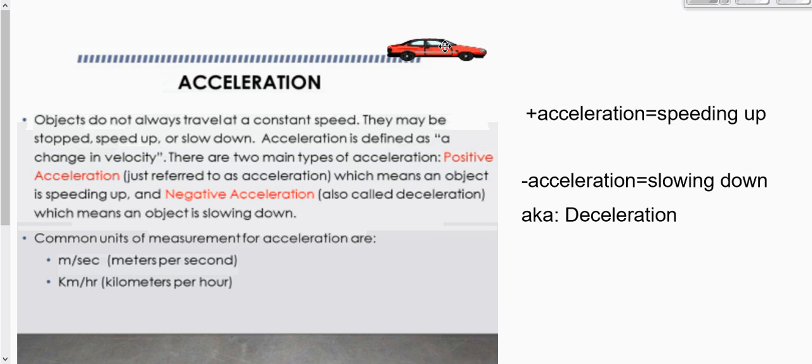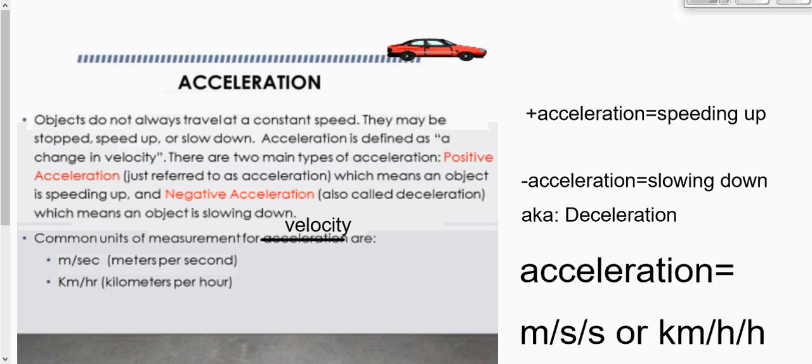When we talk about acceleration, we have to talk about how much the velocity has changed per unit time. There's an error in your notes that talks about units for acceleration of meters per second or kilometers per hour. These are units of velocity, so we're going to need to fix that in our notes. Cross out the word acceleration and change that to velocity.